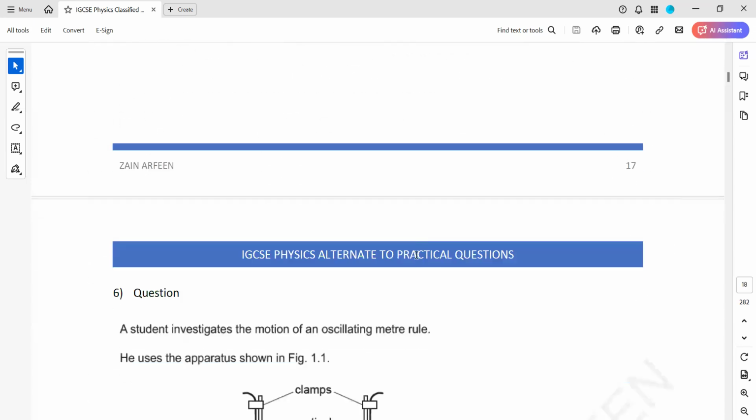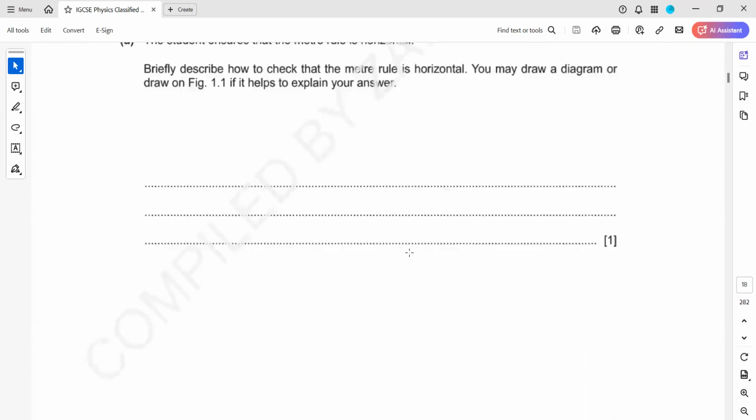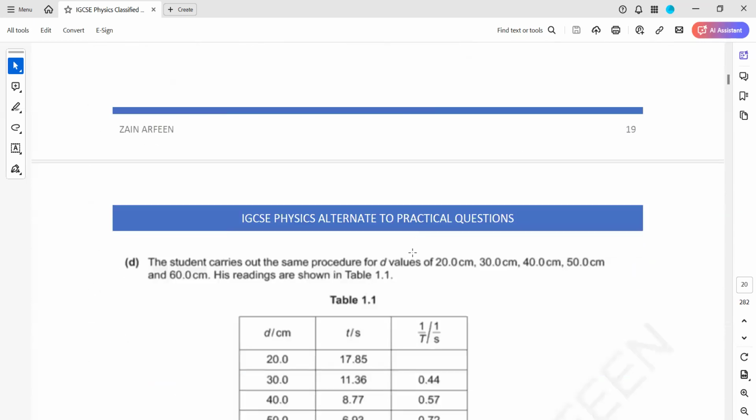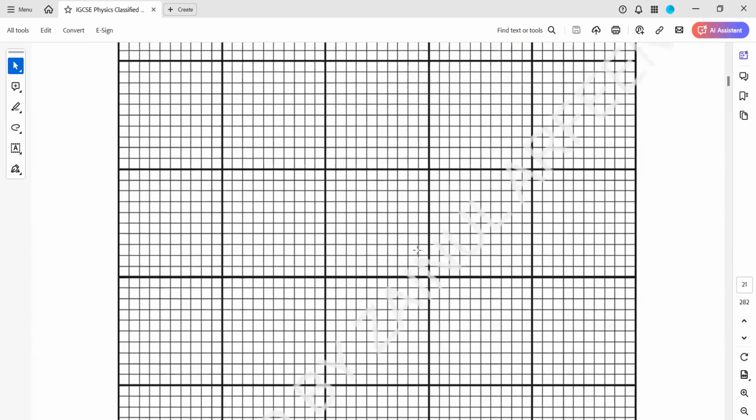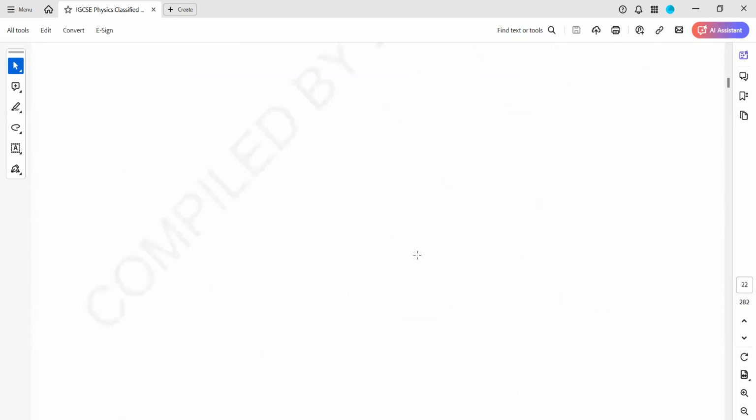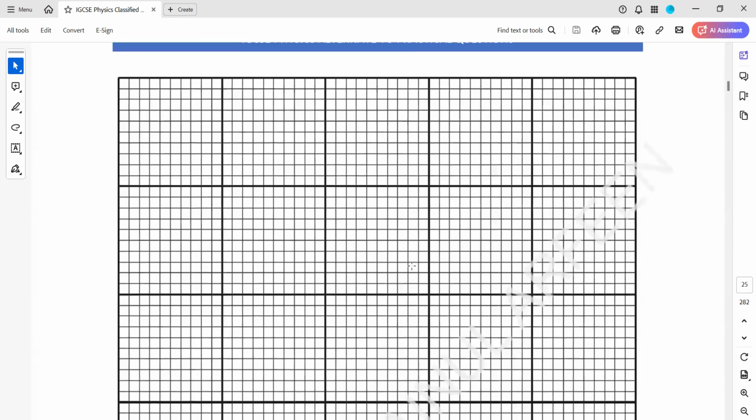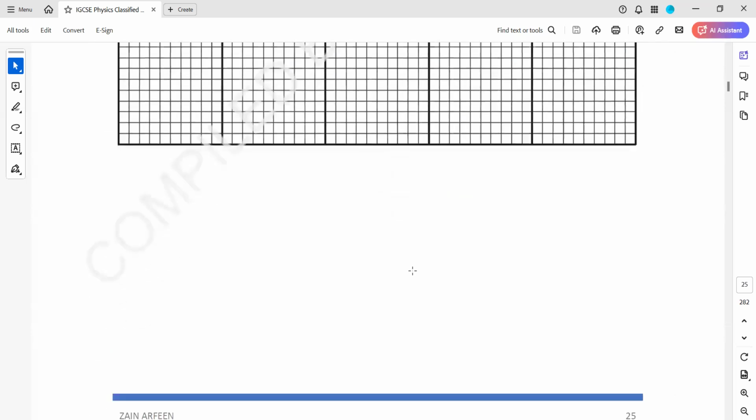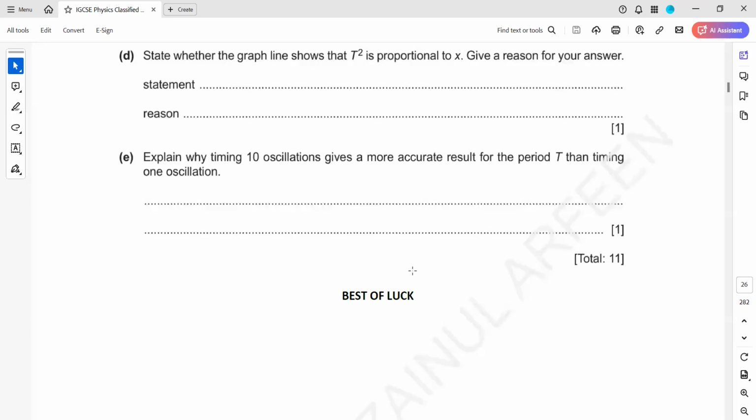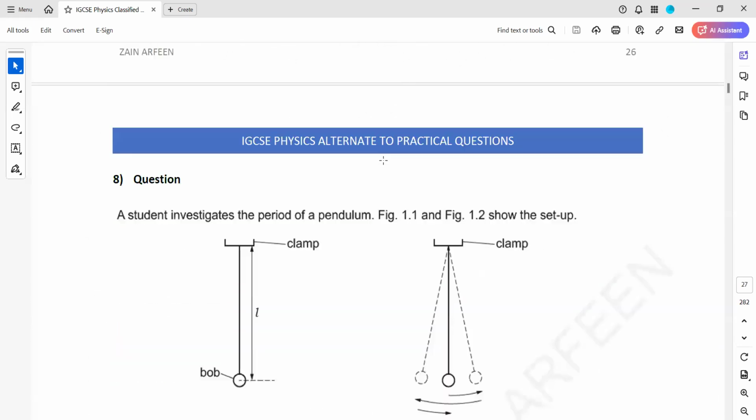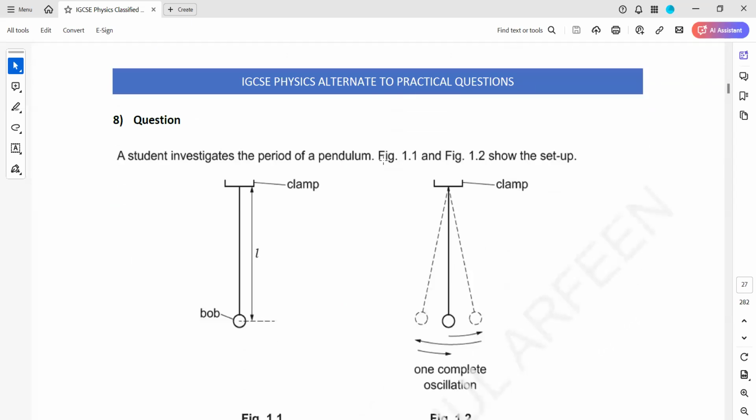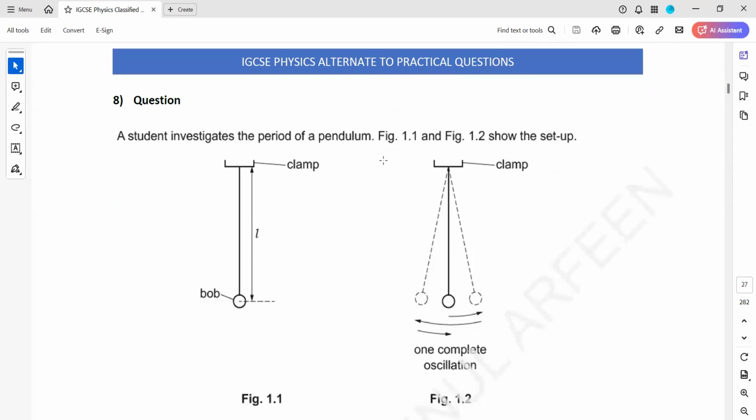The alternative to practical, you will improve in this paper. The more you practice, the better you get in these ATP questions. So it's totally based on the practice. The first 7 questions I have solved with another group, so I will share the recorded session of those first 7 questions. That's why I'm doing question 8.